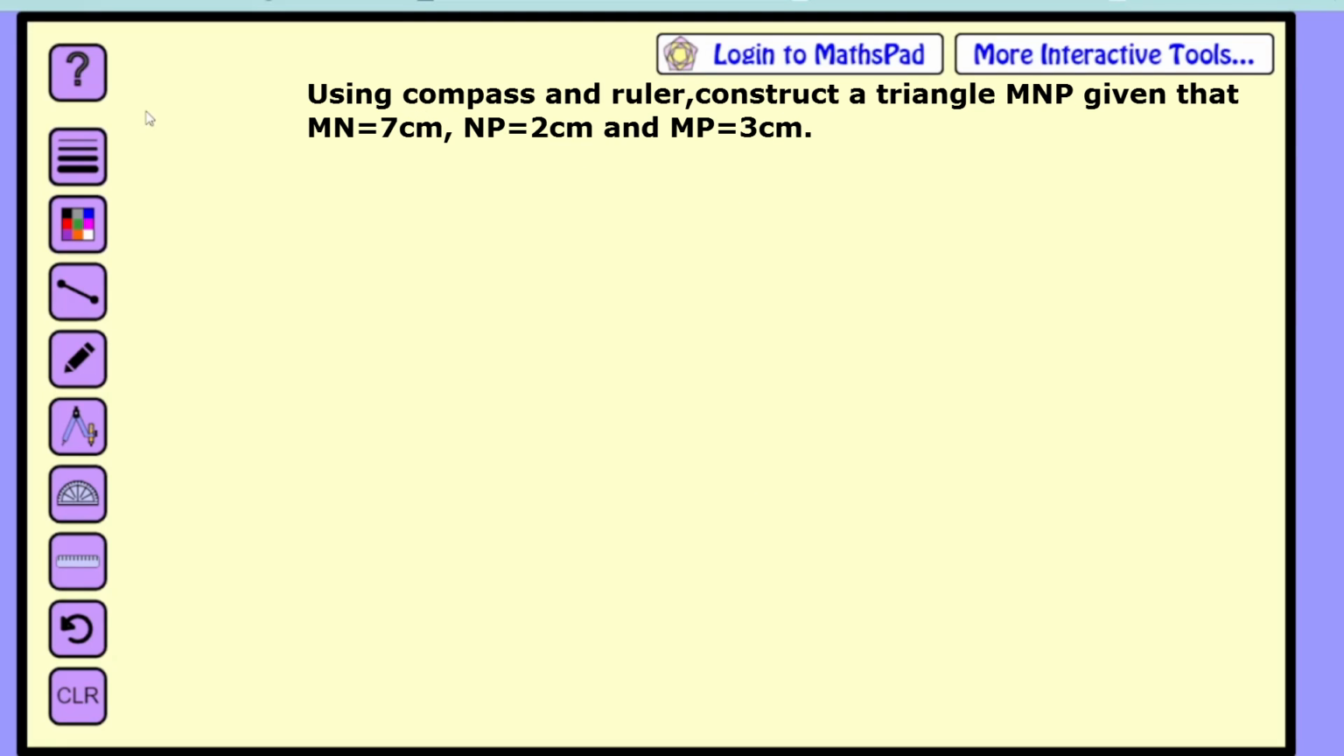Our second example says, using a ruler and compass, construct a triangle MNP, given that MN is 7 centimeters, NP is 2 centimeters, and MP is 3 centimeters. All right, so here we go. Here's my sketch. So I'm making MN my base, which is 7 centimeters. Then that's P. So MP would be 3 centimeters and NP would be 2 centimeters.